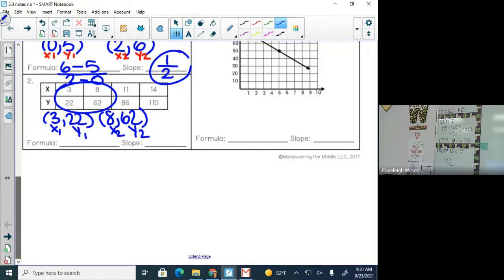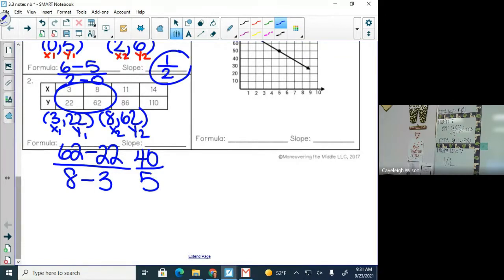All right, so let's all participate here. What's y2? 62 minus y1, 22, over x2, 8 minus x1, 3. Guys, if you're not going to answer correctly, then don't open your mouth. Okay? So I did y2 minus y1 over x2 minus x1. So 62 minus 22 is 40 over 5. And what is 40 divided by 5? 8. So even if you chose the other 2 numbers, it still would have come out as 8.